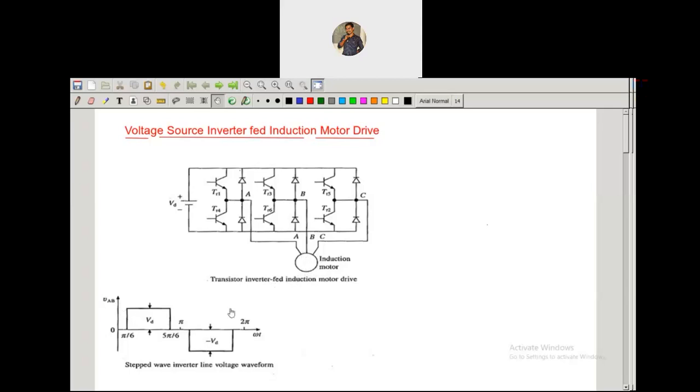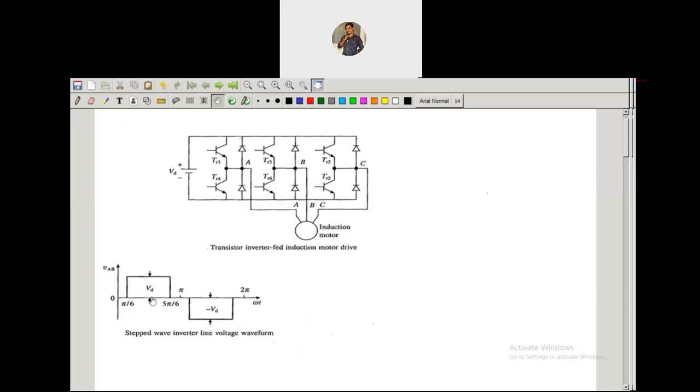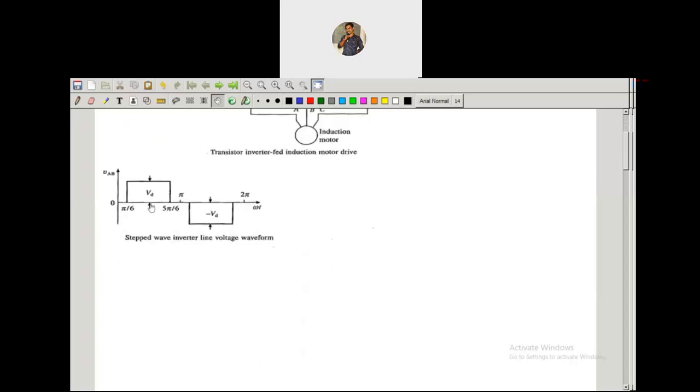And we're talking about the stepped wave mode operation. This is the output waveform we need to get. Now how are we going to get this stepped waveform? If you observe this waveform here, this is the positive part. So what is the time period? What is the period of this waveform during the positive cycle?